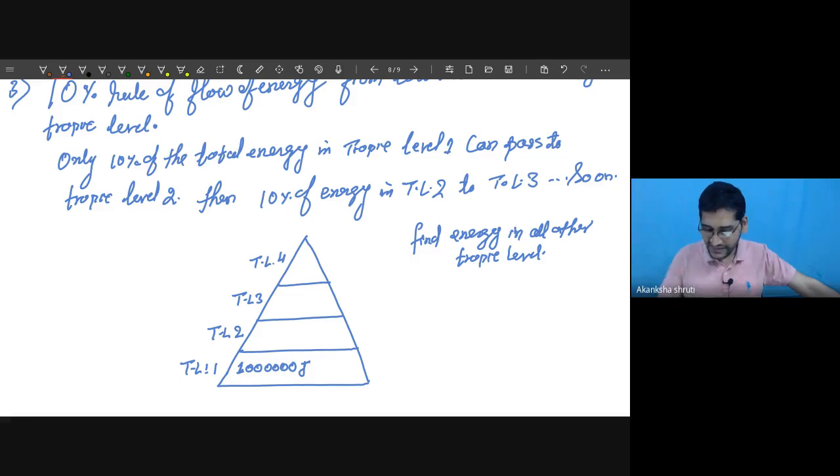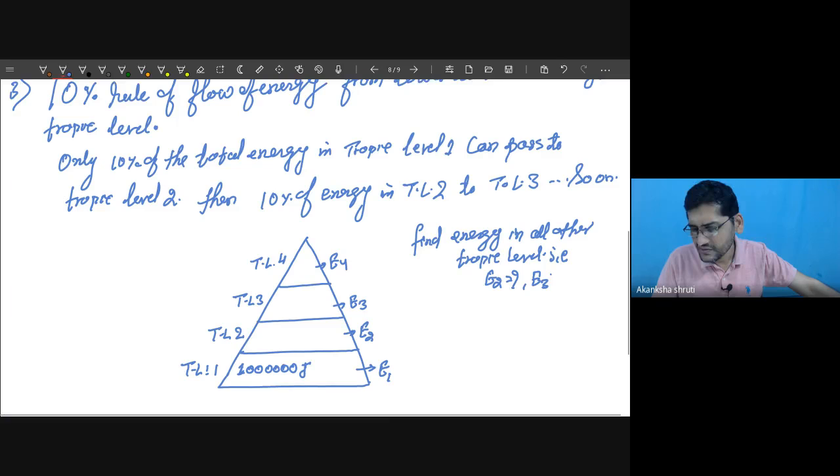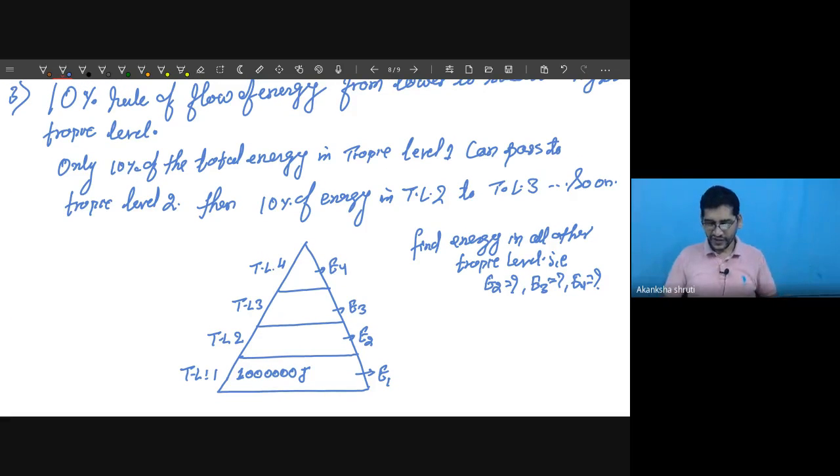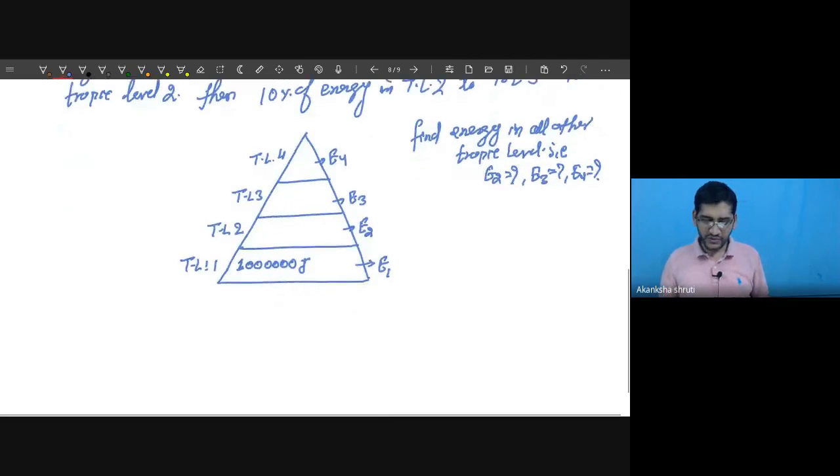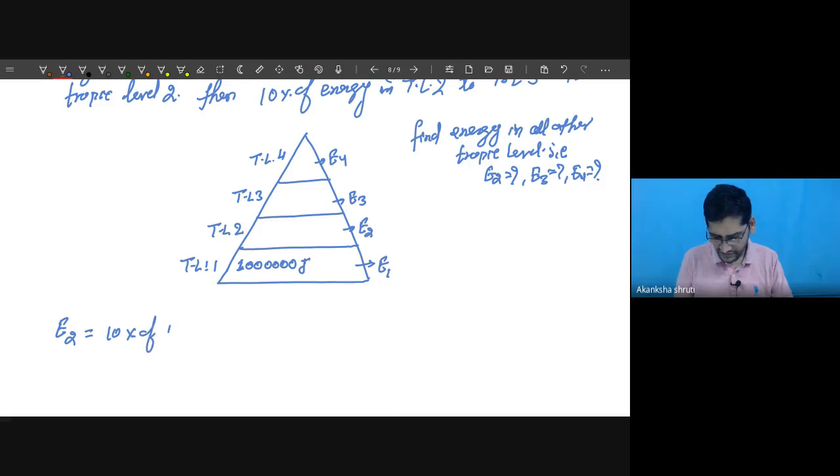Let us call this energy E1. Then how much is in E2? How much is in E3? And how much is in E4? That is, E2 is equal to what? E3 is equal to what? E4 is equal to what? These are the questions. A student, you just have to calculate 10% of E1. So what is our E2? It is equal to 10% of E1. This is the formula.